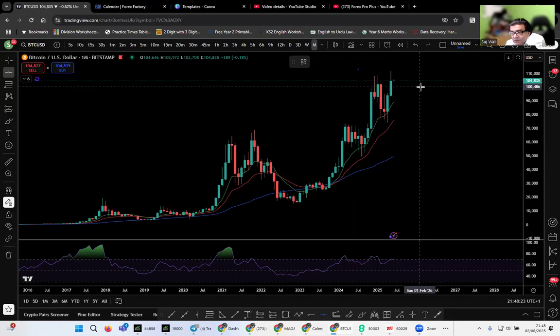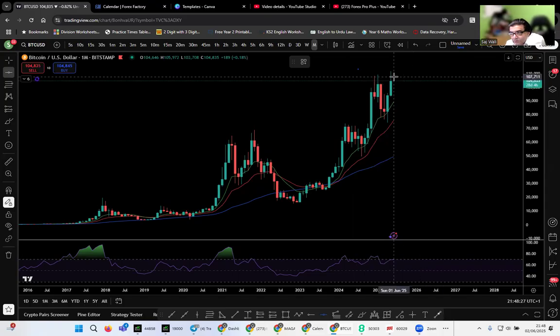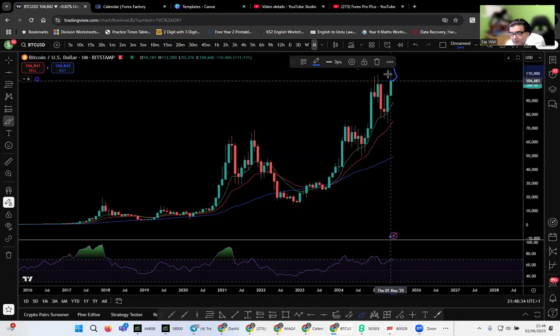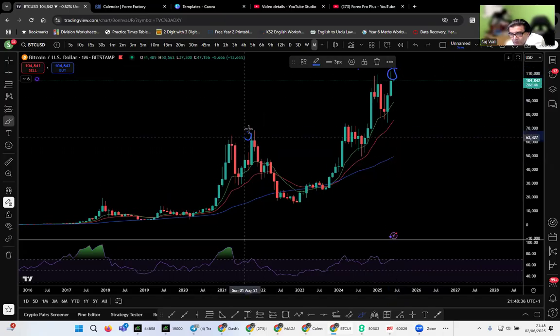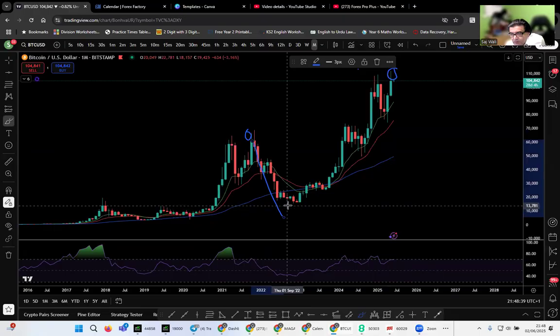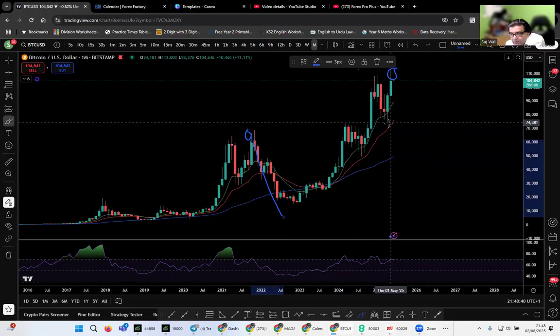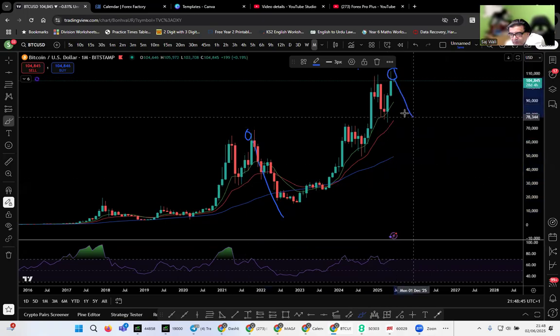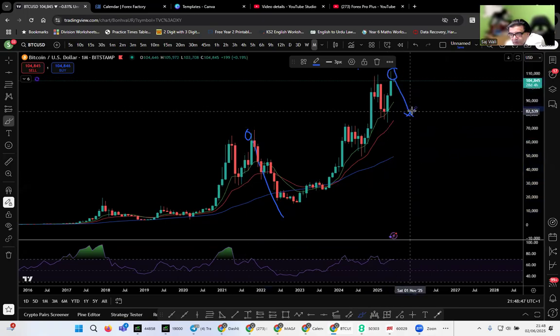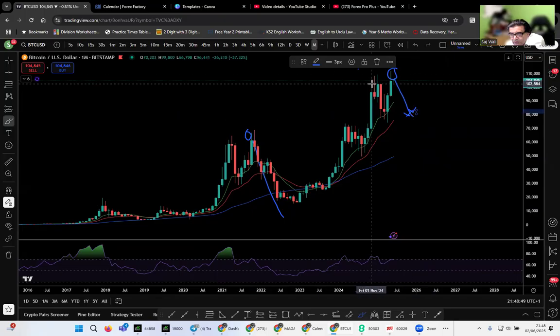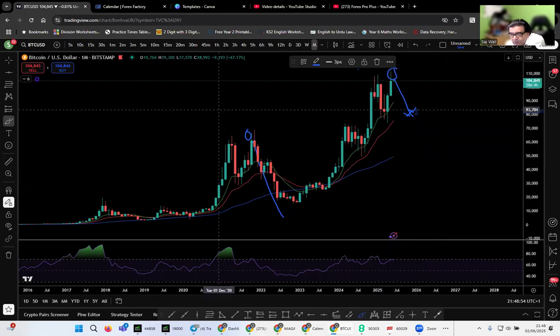you can see that this monthly candle opened in rejection. Here we had a rejection and see what happened after that. And moving averages are quite wide apart, so it's possible that we can see a move to the downside according to monthly. It all depends on this month's candle, especially how it closes.